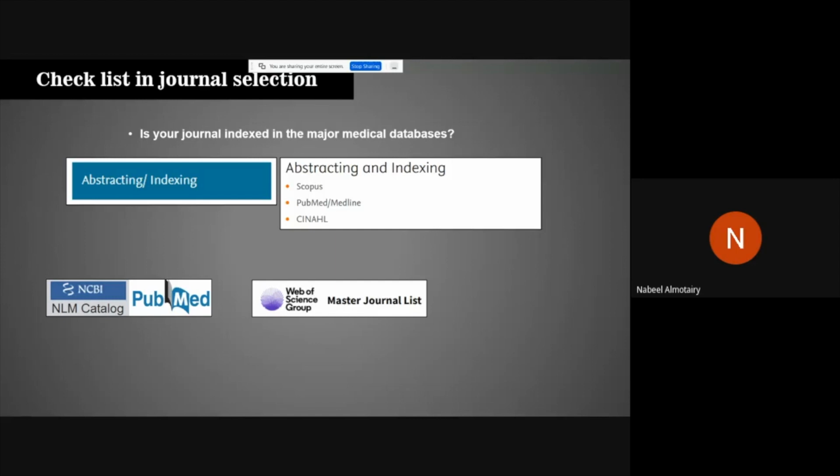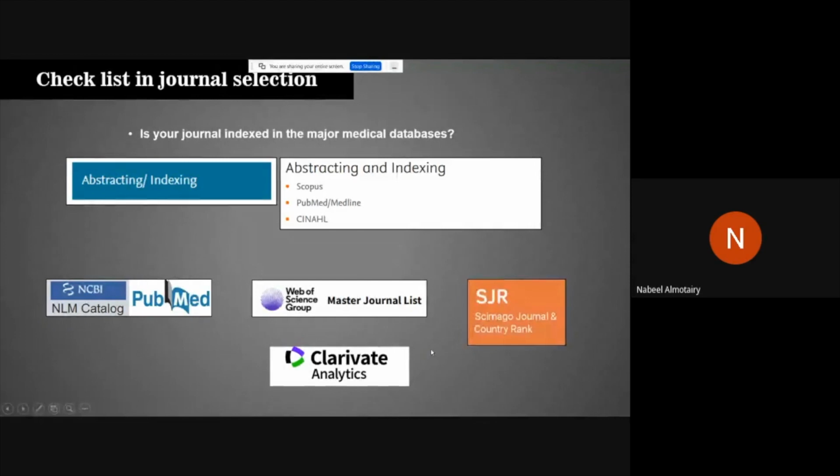Or you could go through Web of Science. Sometimes the journal list shows all the journals that are indexed on Web of Science, but not all journals indexed on Web of Science have an impact factor. To verify if they have an impact factor, you have to go to Clarivate Analytics. And also, if you want to verify if the journal is indexed in Scopus, you could go through SCImago Journal and Country Rank.